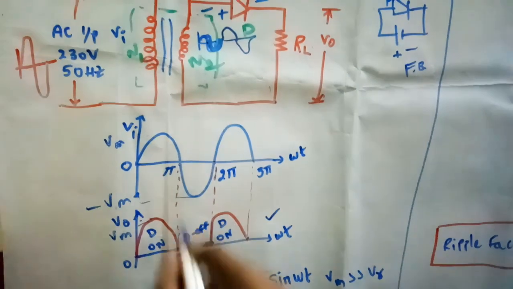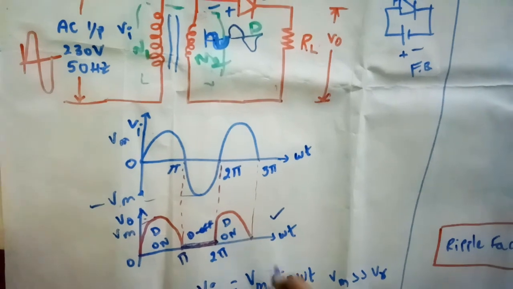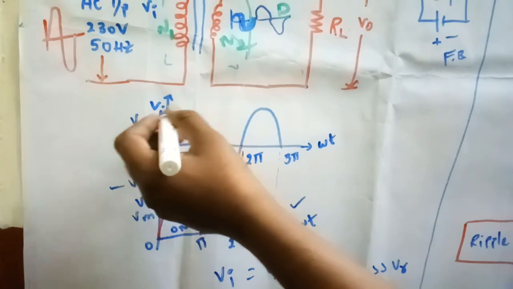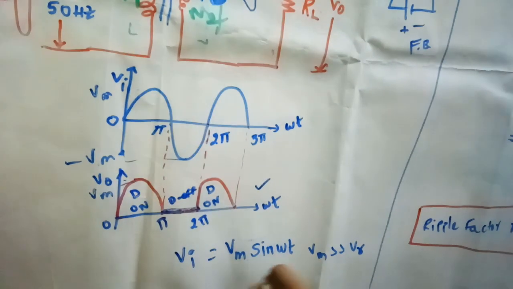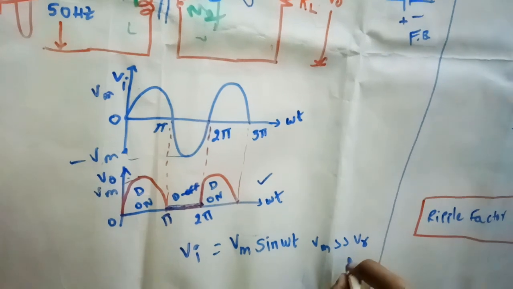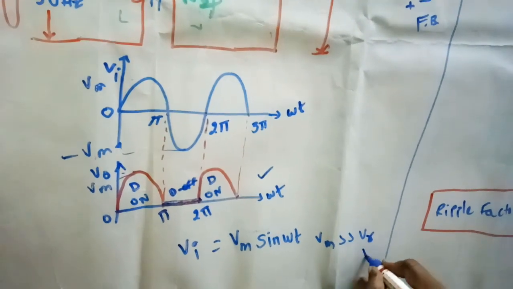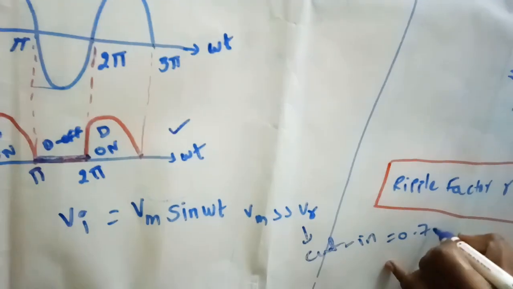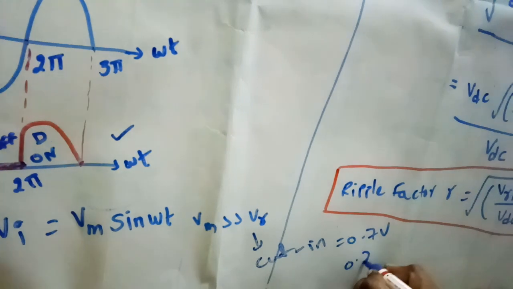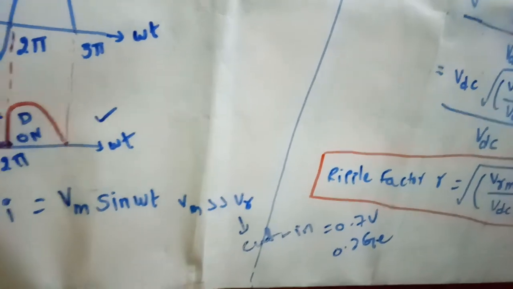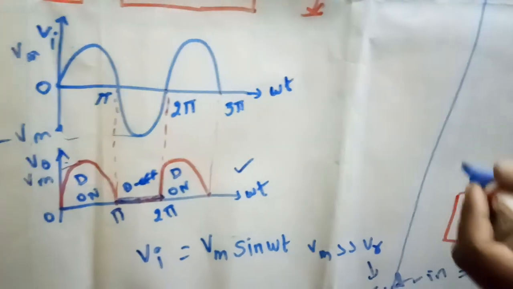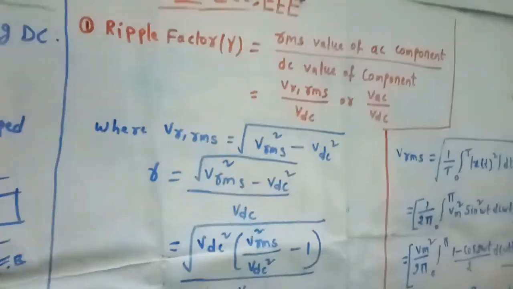Let us take our input as Vm sin omega t. This is sinusoidally varying with the peak voltage Vm, where Vm is greater than V gamma. V gamma is our cut-in voltage, the diode cut-in voltage, nearly 0.7 for silicon and 0.3 for germanium. So Vm is more than the cut-in voltage. Then go for the first parameter. From this we are going to derive some parameters.